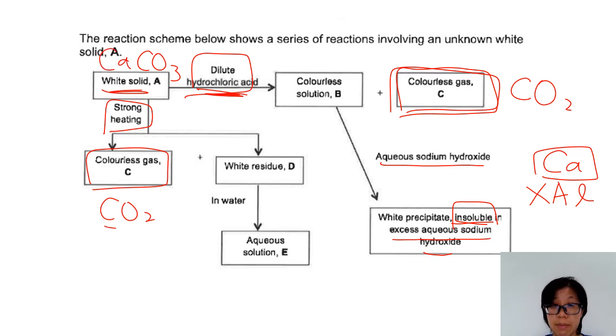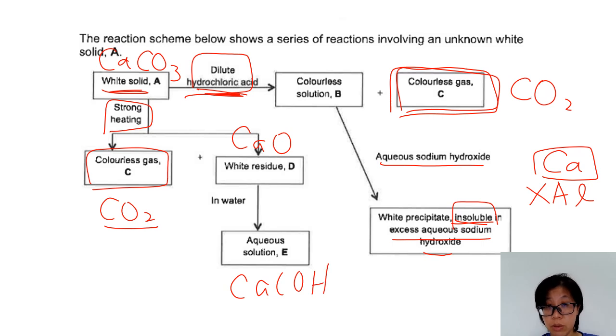Okay, then you have carbon dioxide. Then upon strong heating, this is thermal decomposition. You are left with calcium oxide. Then you add water. This is calcium hydroxide. Then over here, calcium carbonate plus hydrochloric acid, then you get calcium chloride. So in this way, we would have guessed everything that we need.